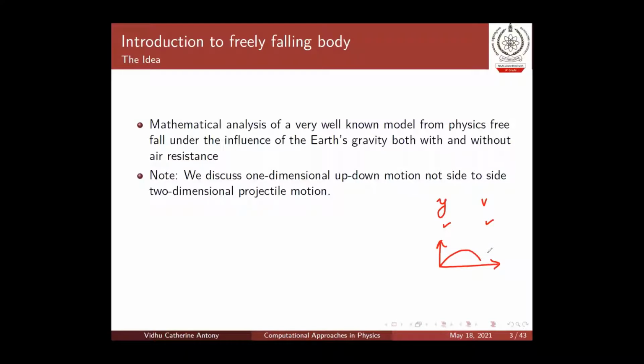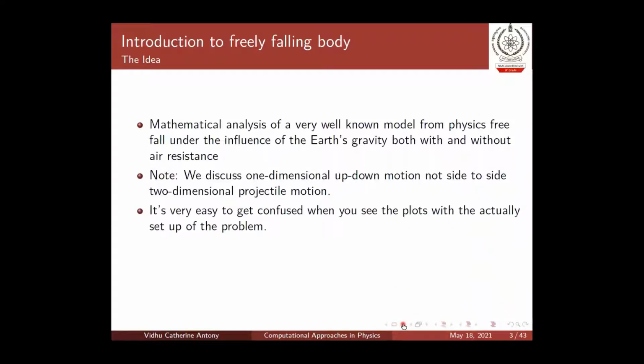We are going only in the up down direction. We are not going in this direction. We do not have x and y. We're just going in the up down direction. So the results can be quite confusing, and you might assume that it is projectile motion, but it is not. You're going in just one direction. It's very easy to get confused when you see the plots of the results. You think that it is projectile, but it is not. I'm just reiterating that again.